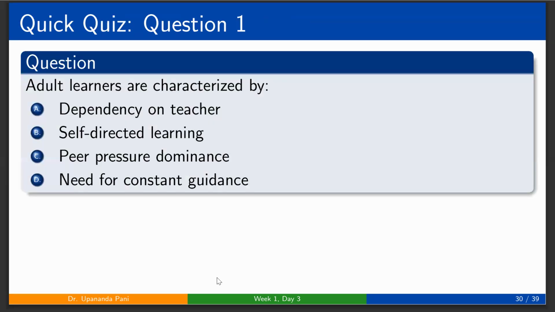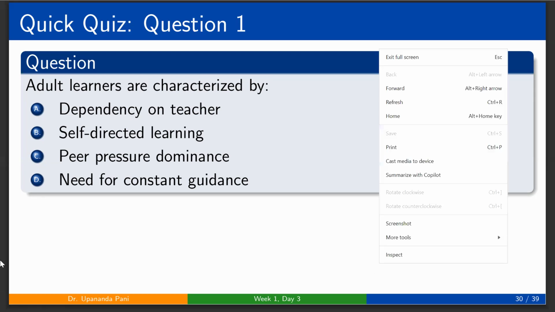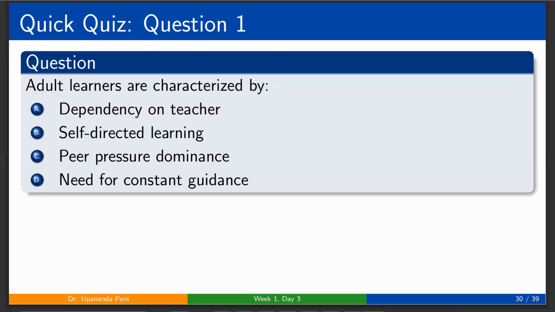Now, as we have already discussed the different types of learner characteristics, let us focus on quiz one. The question was this: adult learners are characterized by which of the following: dependency on teacher, self-directed learning, peer pressure dominance, need for constant guidance. Okay, so let's see. You can use the chat box to answer.